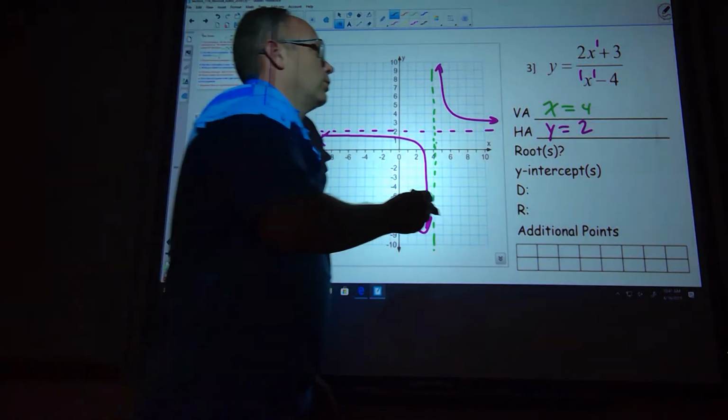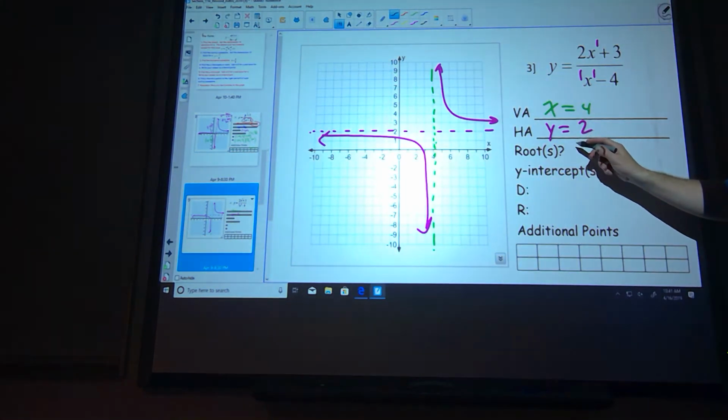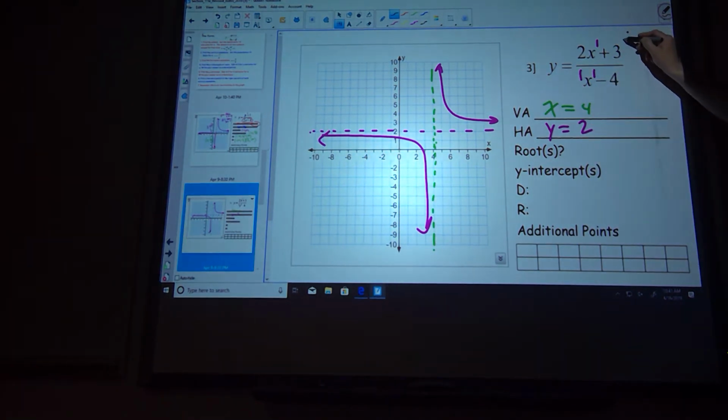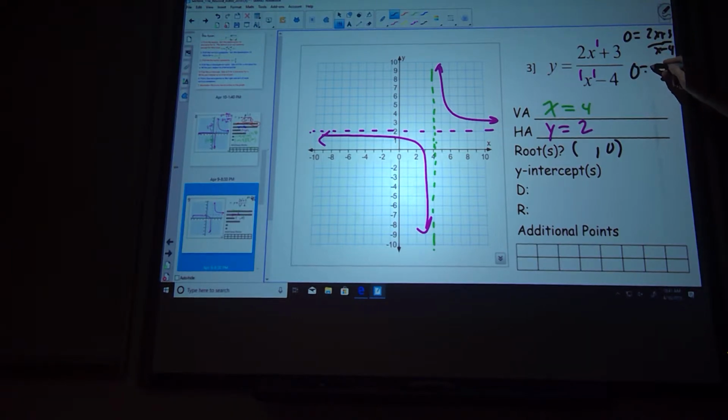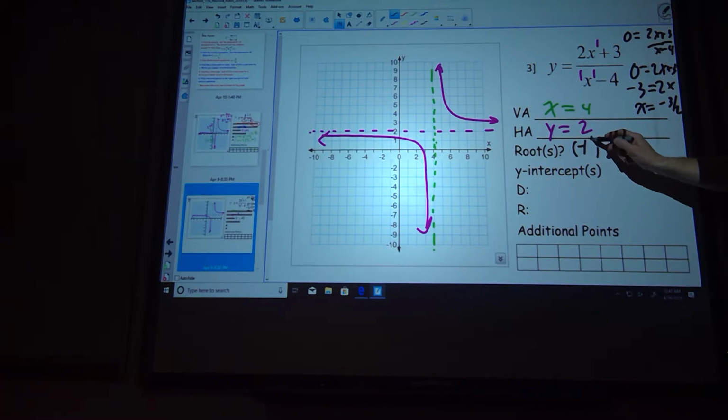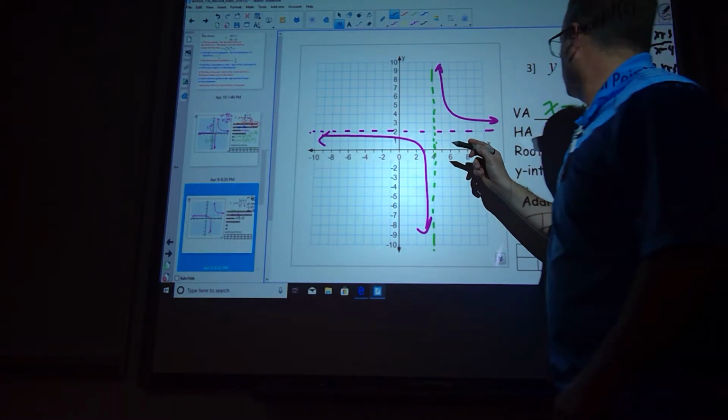So if I want roots, I'm going to plug 0 in for y. And so I get 2x plus 3 over x minus 4. Multiply both sides by x minus 4, it goes away. So I get 0 equals 2x plus 3. Subtract 3. And then x equals -3 over 2. So -1 and 1/2.